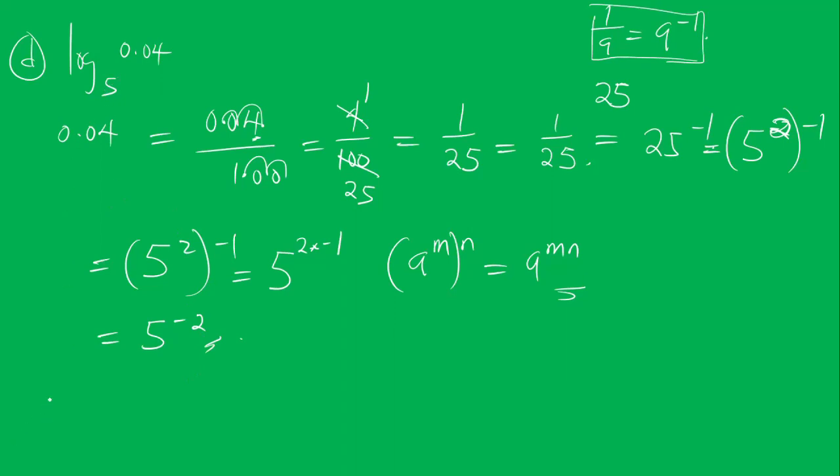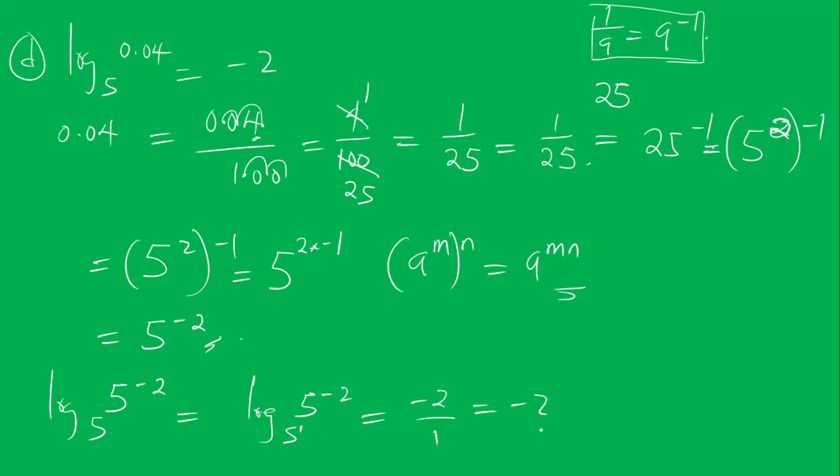So you have log of 5 to the power minus 2, base 5. I said this is minus 2. So according to that rule, log of 5 to the power minus 2 base 5 will now be minus 2 all over 1, which is minus 2. That is the final answer.